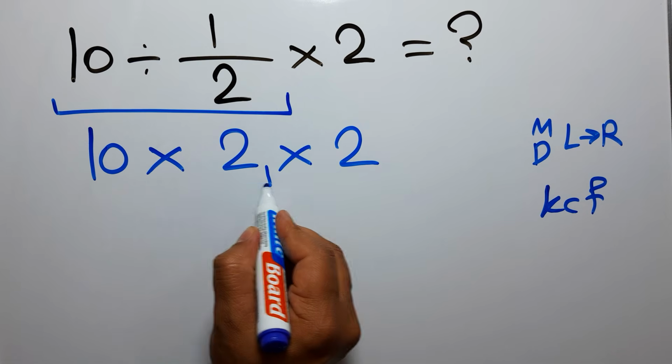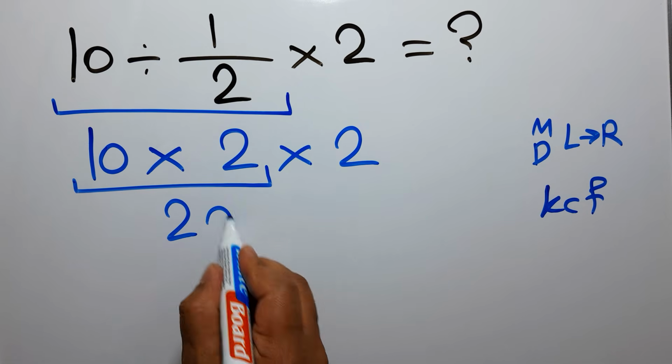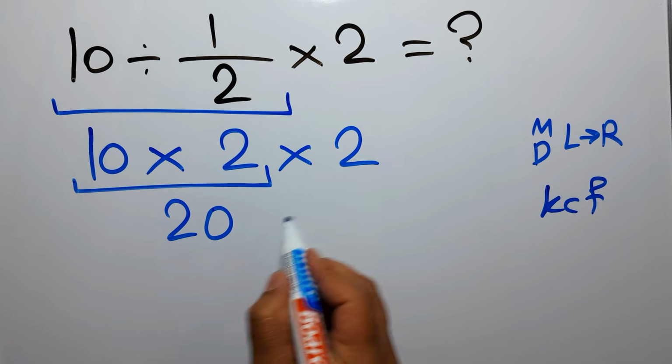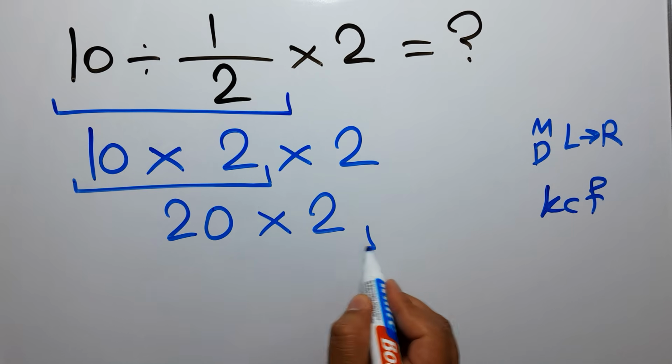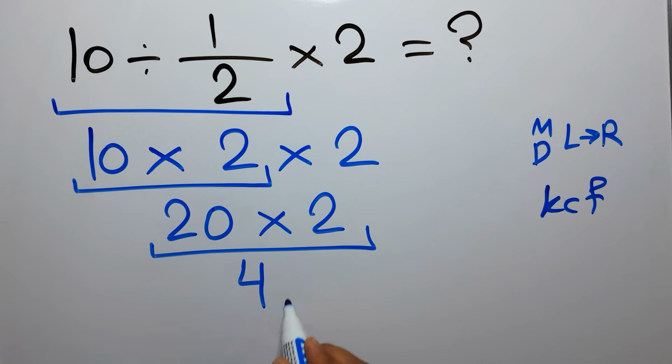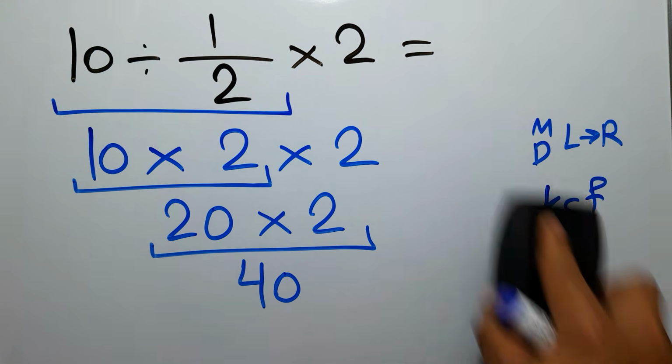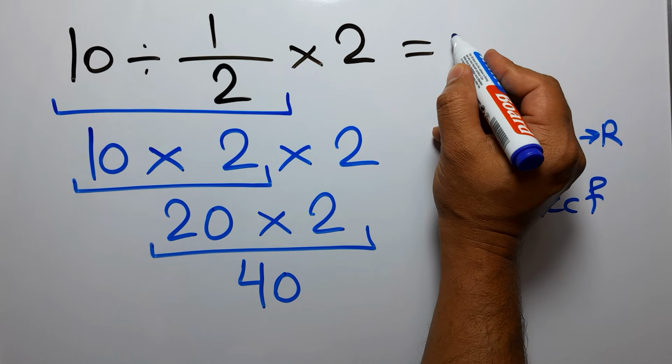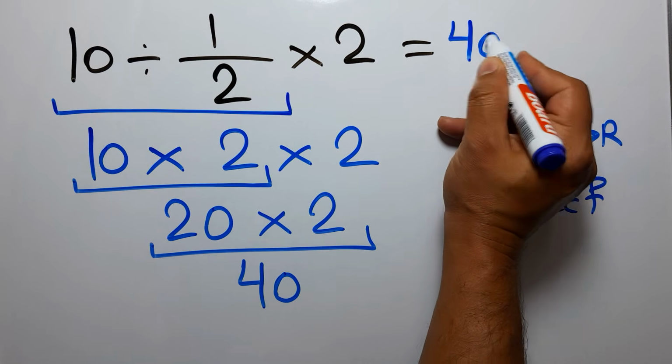10 times 2 gives us 20. So we have 20 times 2, which equals 40. And this is our final answer to this problem. The correct answer is 40.